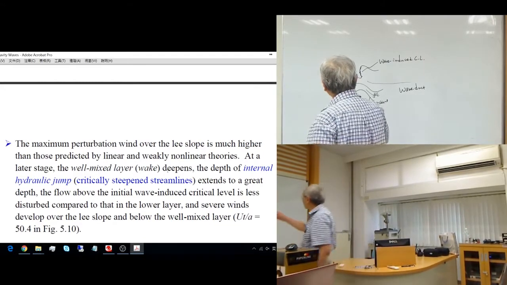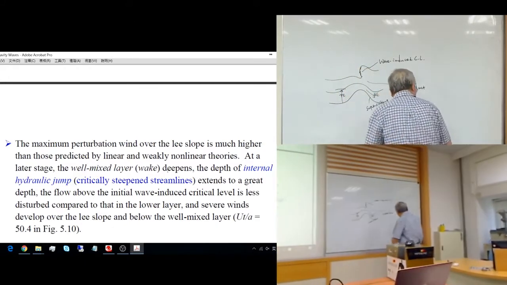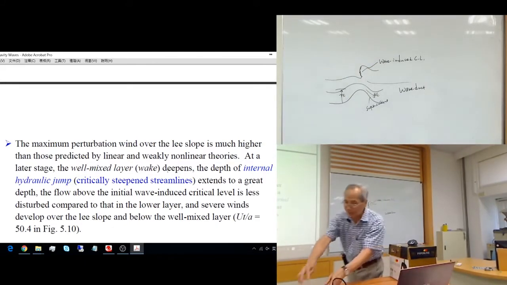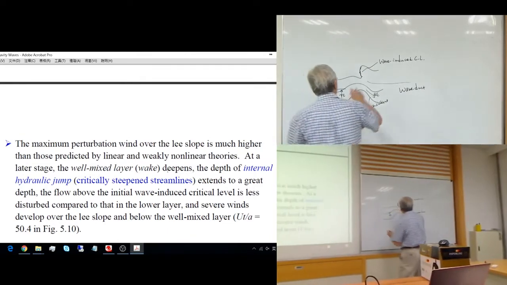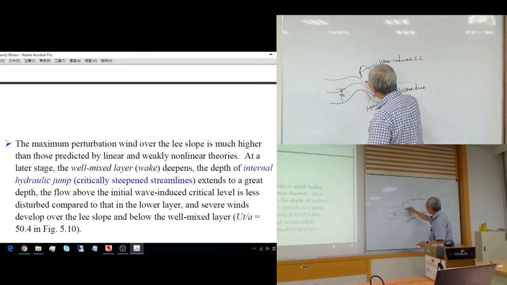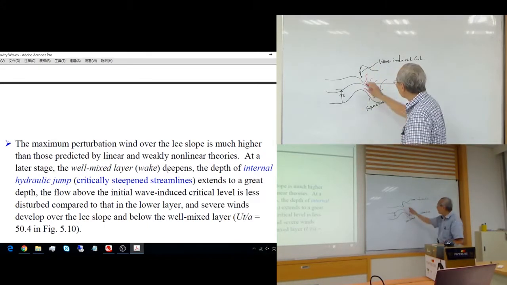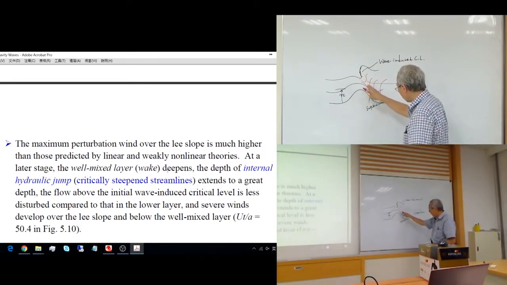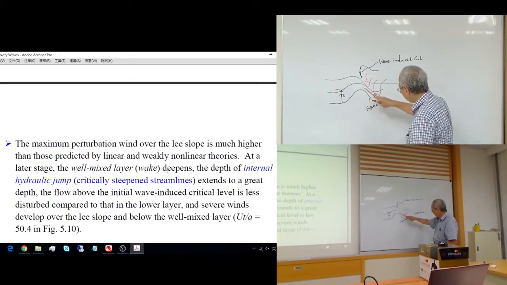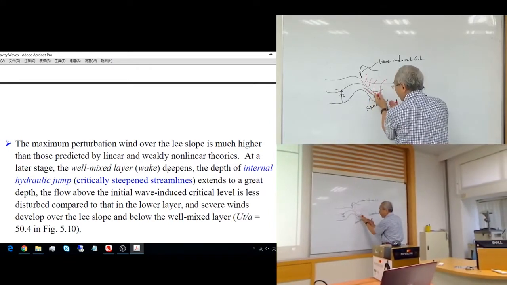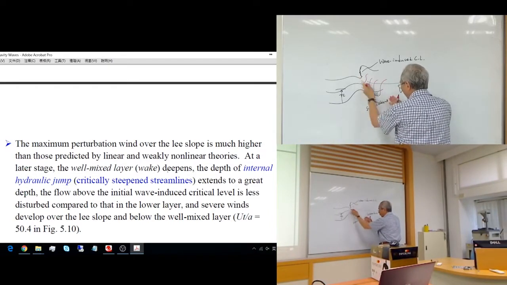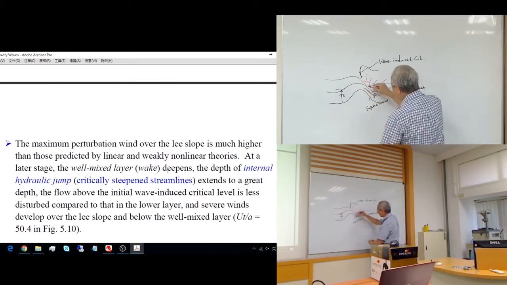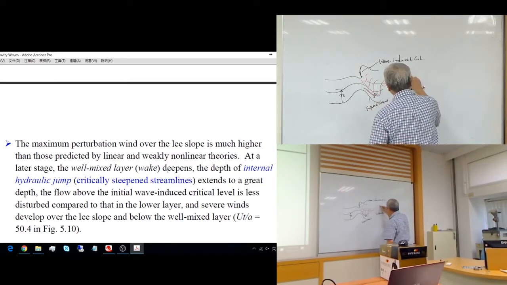And then this one later on will develop into the internal hydraulic jump. This eventually is going to develop into something like this. Because wave energy cannot propagate, it rushes down, and wave energy is kind of accumulated. And because you have strong wind, you have strong convergence, and then flow will be going up, and also rush down to the downstream. So eventually you get this hydraulic jump.